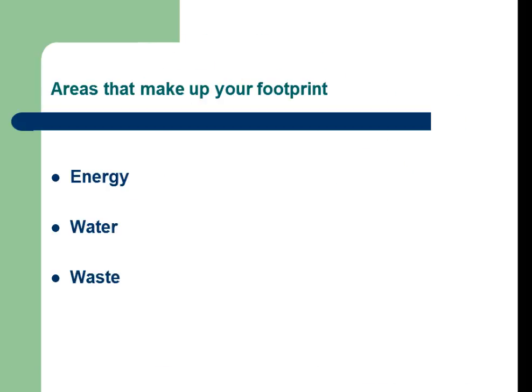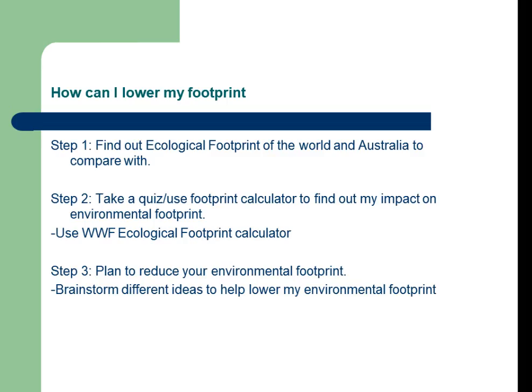Areas that make up the footprint: energy, water, waste. How can we reduce the footprint? Step 1. Find out the ecological footprint of the world and Australia to compare with. Step 2. Take a quiz. Use a footprint calculator to find out my impact on the environmental footprint. Step 3. Plan to reduce environmental footprint.